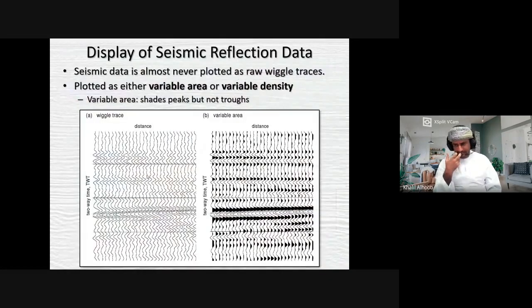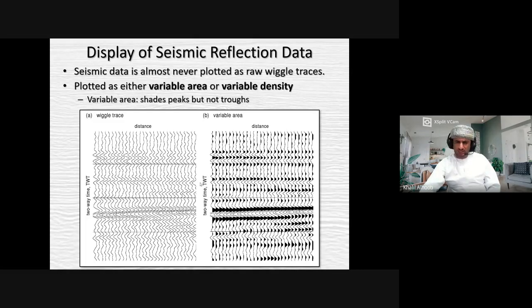How do they display the data? Finally, once you acquire the raw data, the initial or simplest type of display is this thing, the wiggle trace. It's a normal trace. This is a simple wiggle trace, not variable area. This is variable area. We'll talk about variable density soon.